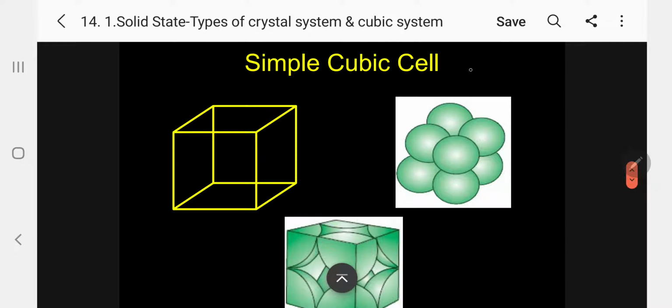Coming to the simple cubic cell, kindly follow. This is the arrangement of atoms present there. Here I want to give one important piece of information. In a simple cubic cell, how many atoms are present? Only one atom. So how to memorize this? Imagine this.